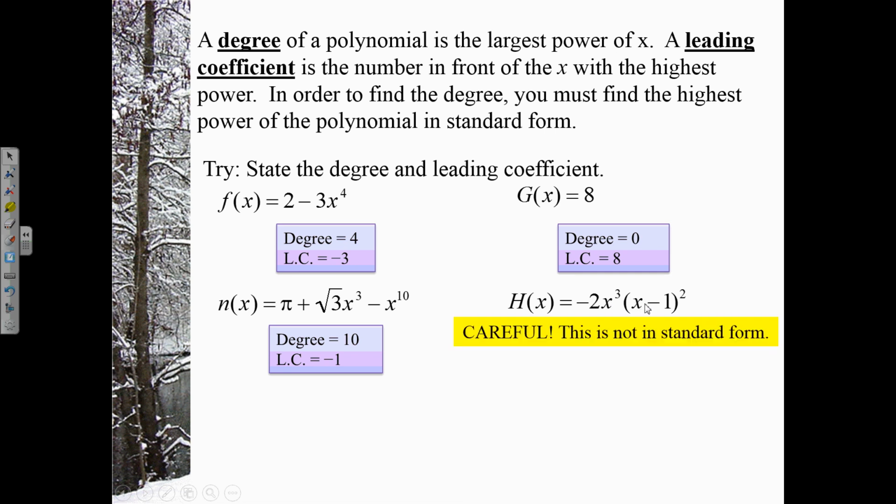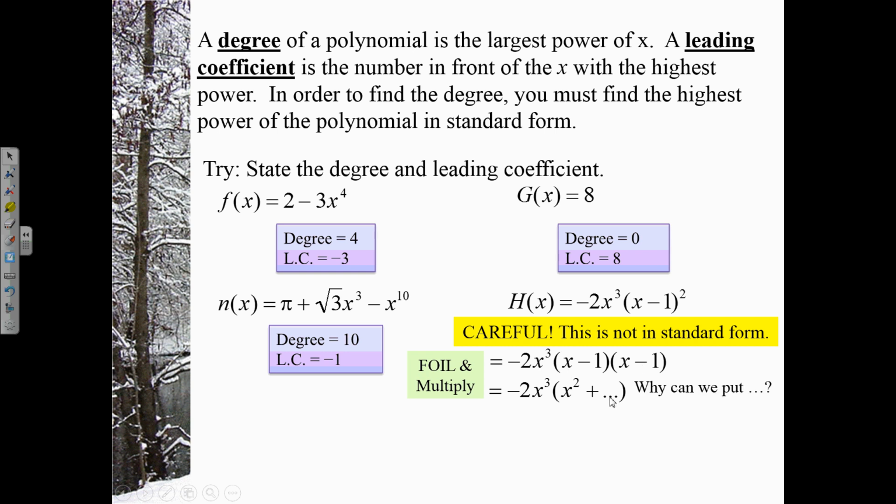So remember that you have to think of (x - 1) squared as having (x - 1) times (x - 1). This isn't so bad to actually FOIL out, but we only care about the largest powers. So you can just put a dot dot dot. And if you multiply all the largest values together, you'll get -2x to the 5th plus a bunch of other things. That tells us the degree is 5 and the leading coefficient is -2.